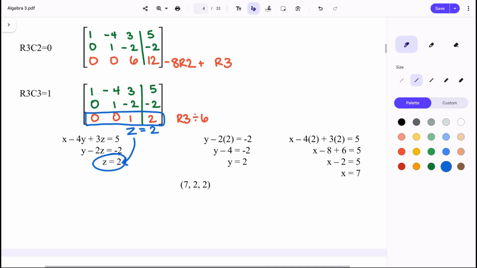Once you have 2 of your letters, you go back to that top equation, x minus 4y plus 3z equals 5. You plug in your y and your z, and you can solve for your x. We'll do more of this tomorrow. Okay, and we'll continue to practice using our substitution.